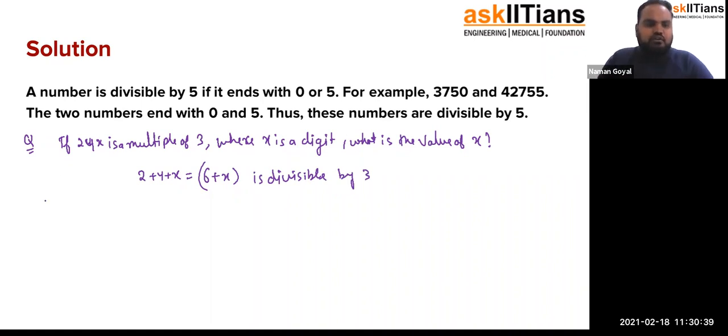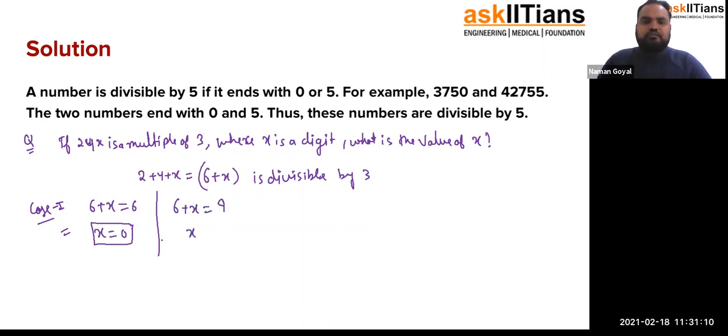So first case: 6 plus x can be 6, and if 6 plus x is 6, the value of x is 0, right? So it can be possible, because x is a digit and 0 is a digit. So the first answer we got for x is 0. Got it? Now the next number divisible by 3 after 6 is 9. So if 6 plus x is 9, then x gives 3.